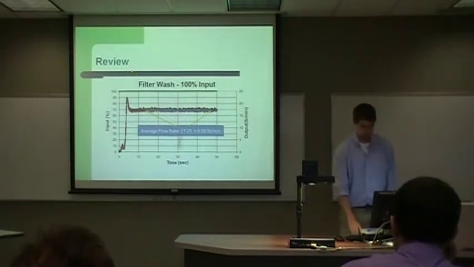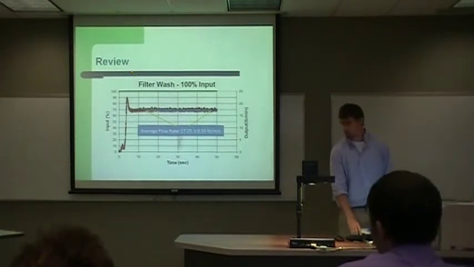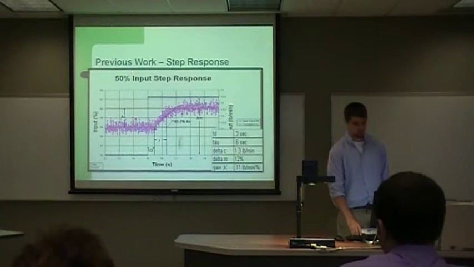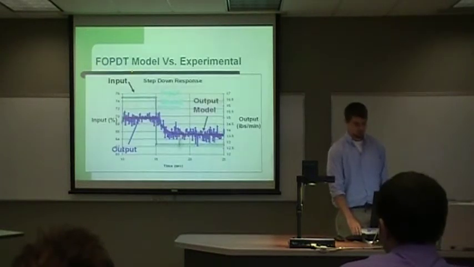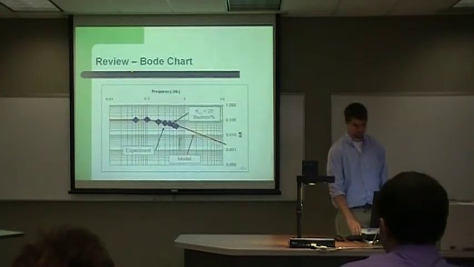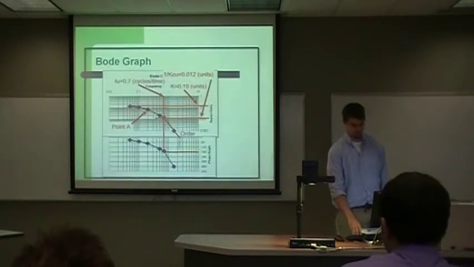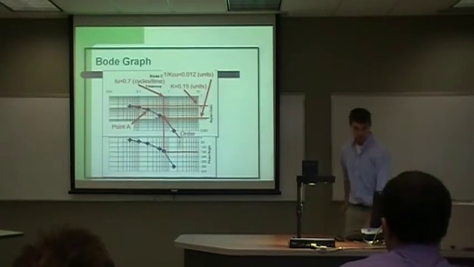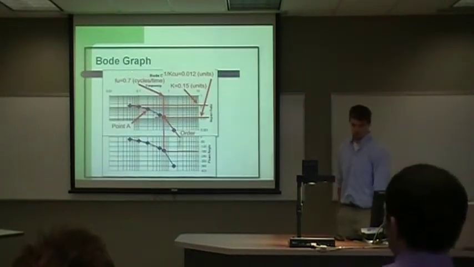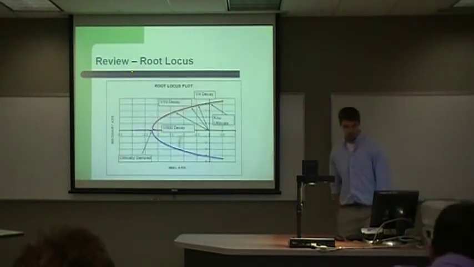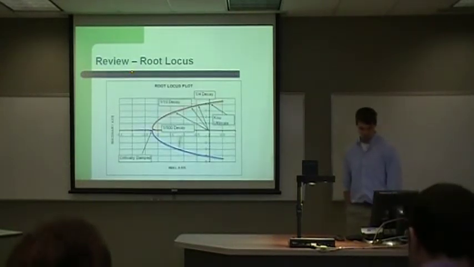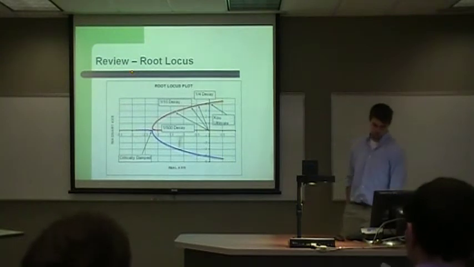Skip ahead. Go ahead. Alright. Yeah. Oh, background. Alright, Bode graph. Yeah, this is our Bode graph. Review of root locus. As you can see, this is our critically damped.